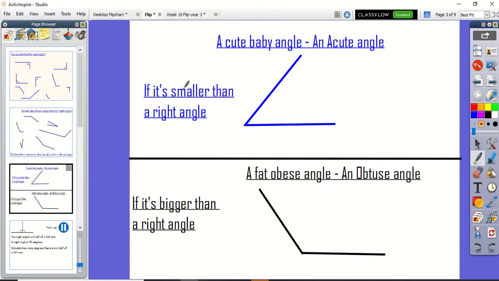An acute angle is if it's smaller than a right angle, and we might remember this as acute baby angle. It's a baby angle because he's smaller than a right angle. It's acute angle, acute baby angle. And if it's bigger than a right angle, it's a fat obese angle, an obtuse angle. Okay? So those are two ways you could use to remember it.